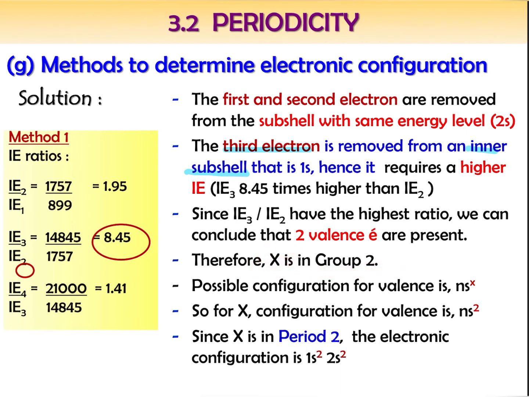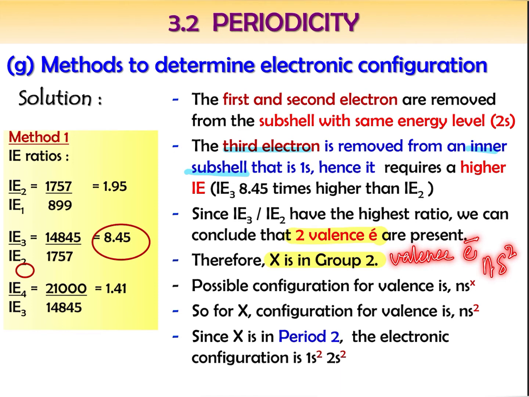Okay, so ni yang penting ni yang kamu kena highlight kan. So bila kita tahu valence electron, kita boleh tentukan group. Okay, so untuk elemen X, since you know that it is 2 valence electron, so kita boleh tulis dia punya electronic configuration for the valence electron. Valence electron, okay, it is Ns2.